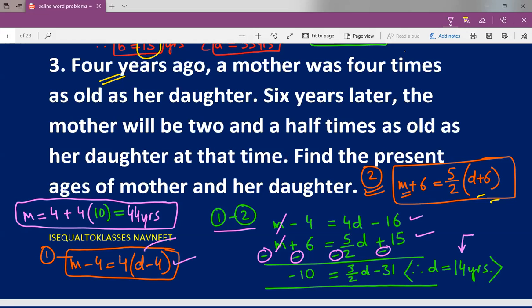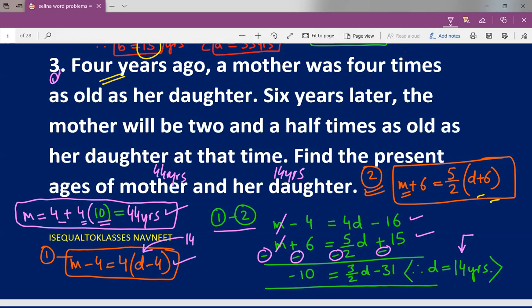You put the age of daughter here, 14. So 14 minus 4 will be 10. Here is a 10. This gets multiplied by 4. This 4. And this plus 4. So age of mother in present is 44 years. So mother's age is 44 years. And daughter's age is 14 years.